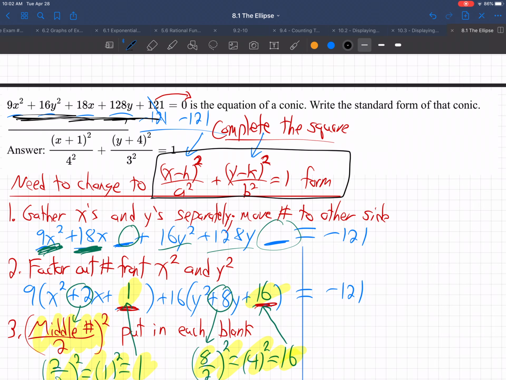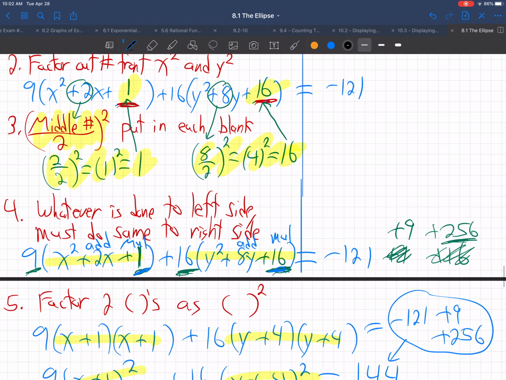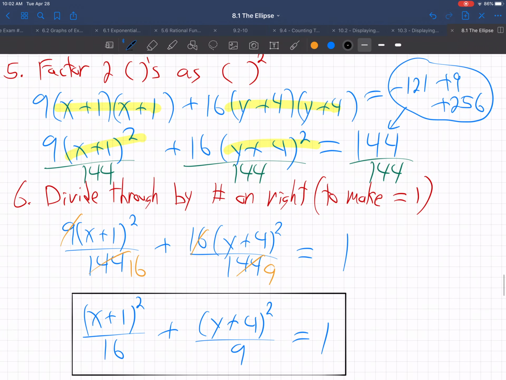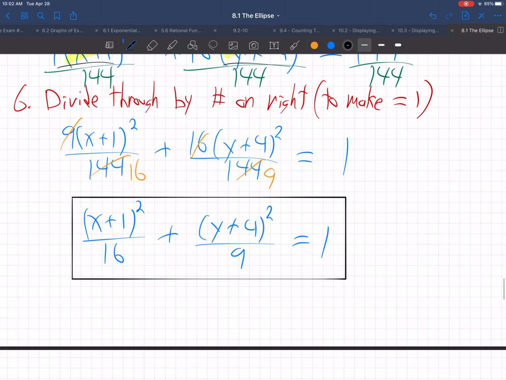So this is for sure on the next exam. Make sure you practice this. We went through all those steps. The key step being this middle number over 2 squared put in each blank. And that made it factor. That's the same thing twice, which was squares, and then we could get it in the right form. And that's a very usable form.